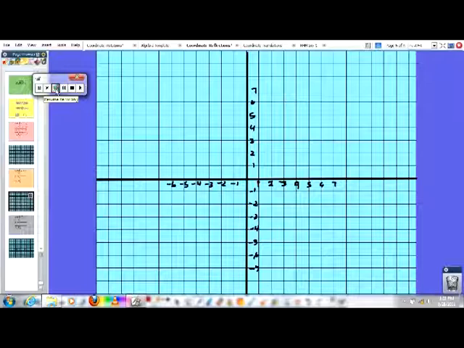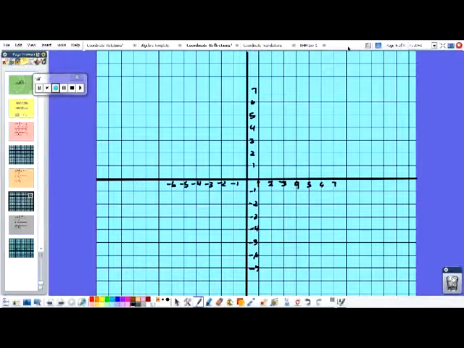Okay, so the first point, again, is at 1 comma 2. If I were to plot the point, 1 comma 2 is right here. This time we're going to reflect it across the y-axis. So if I were to fold along the y-axis, which is up and down right here, it's going to be on the other side. The reflection would be right here.